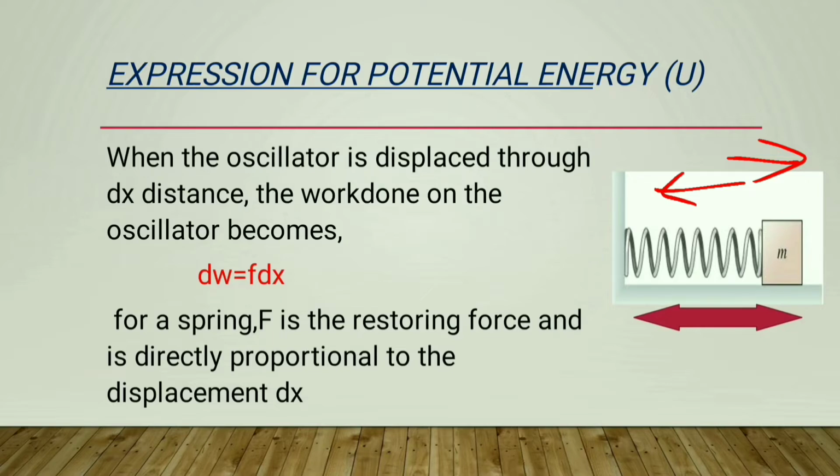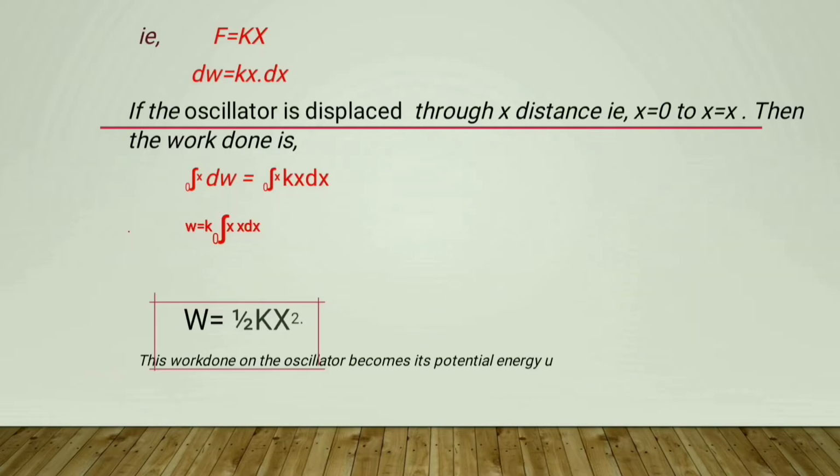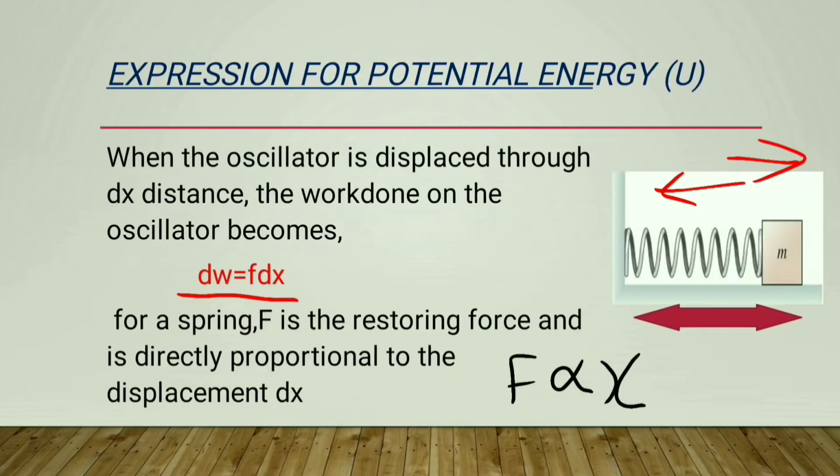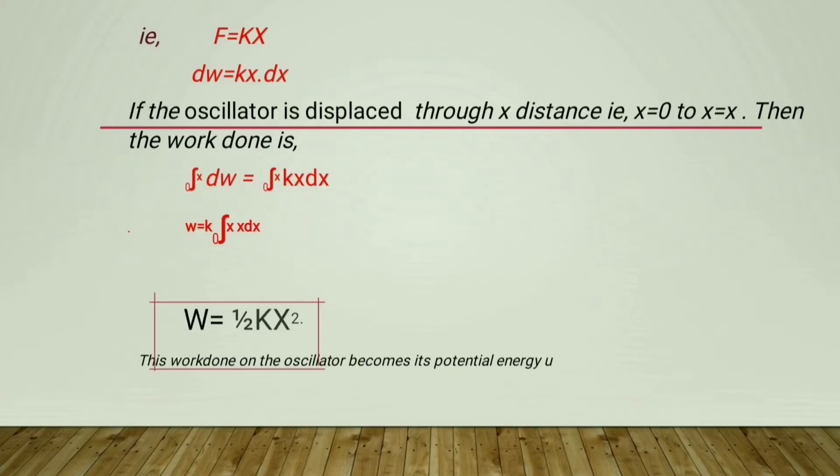That is dW equal to force applied into displacement. That is dW is equal to F dx. We know that for a spring, the restoring force F developed inside the spring is directly proportional to the displacement x. That is F directly proportional to x. That is F equal to kx. So now we can replace the F in this equation as kx. That is dW equal to kx into dx.